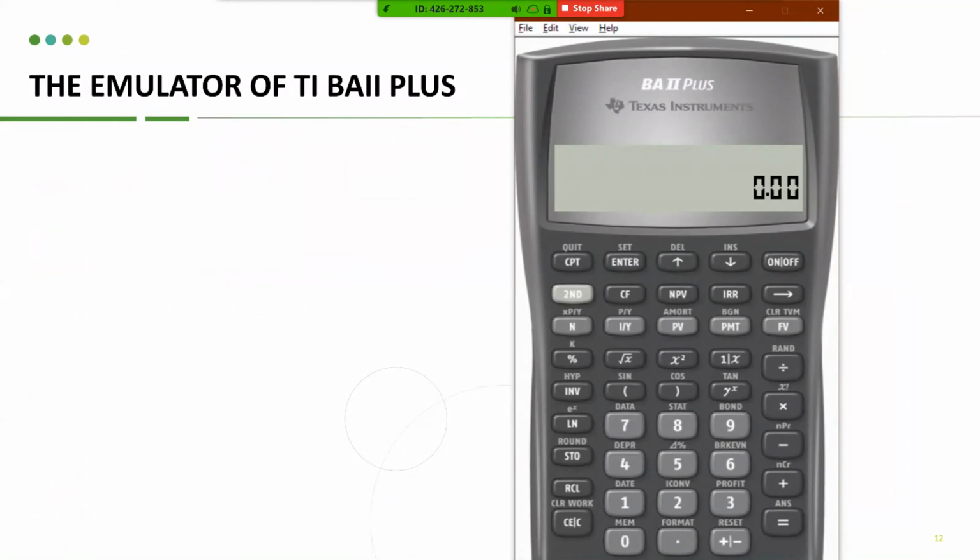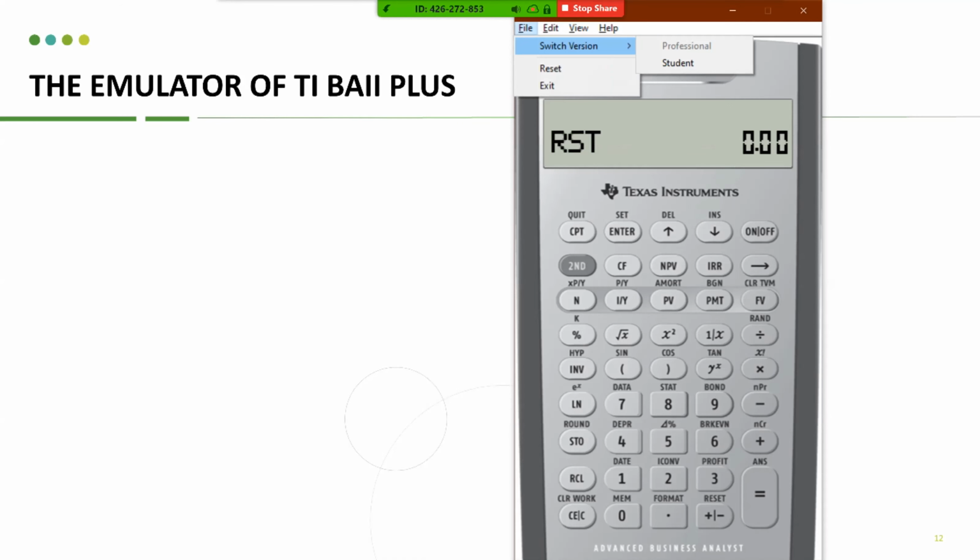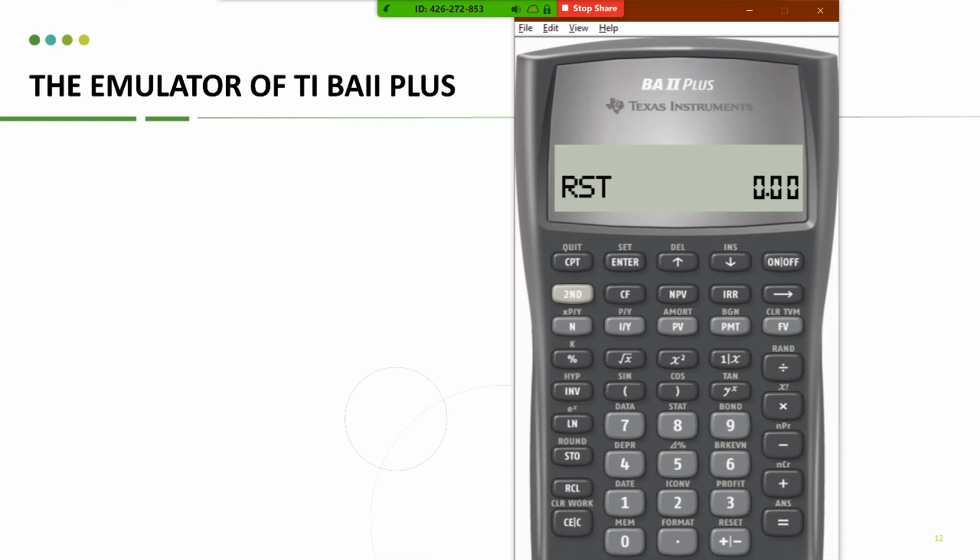Okay, so basically, this is the emulator of the TI BA II Plus. It has basically the same features as the physical calculators, but normally the emulator will be used by teachers or lecturers. Throughout the session, I'm going to show an example and how to get the answer using the emulator. If you are a lecturer or teacher having the emulator, you can have two versions of the emulator, which you can switch from professional to students. As for today, I'm going to show on a student's calculator. Sorry, the emulator is the old version of the calculator, but the features are still the same.